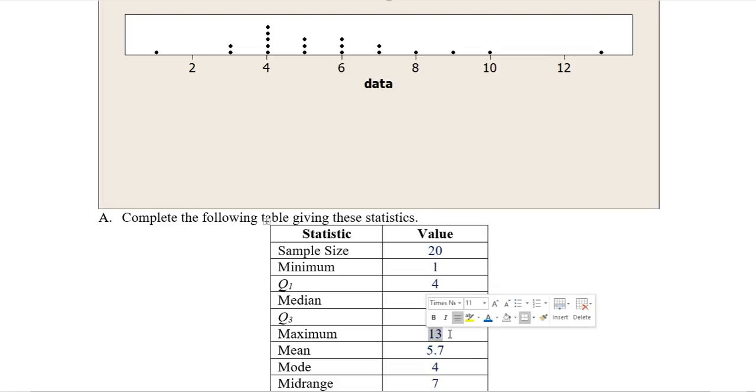let's see if I did it. You should get 8.5. Let's see. No, I'm sorry. Minimum is 1. Maximum is 13. Add those up, you get 14. And 14 divided by 2 is 7, and that's the mid-range.